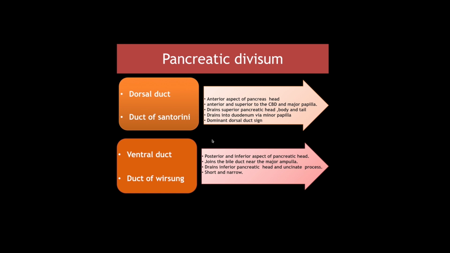Whereas a ventral duct or duct of Wirsung may be seen or may not be seen depending upon the type of pancreas divisum, as I mentioned earlier. If it is seen, it will be in the posterior and inferior aspect of the pancreatic head, joins the bile duct near the major papilla. It drains inferior pancreatic head and uncinate process, and it is always short and narrow in caliber.